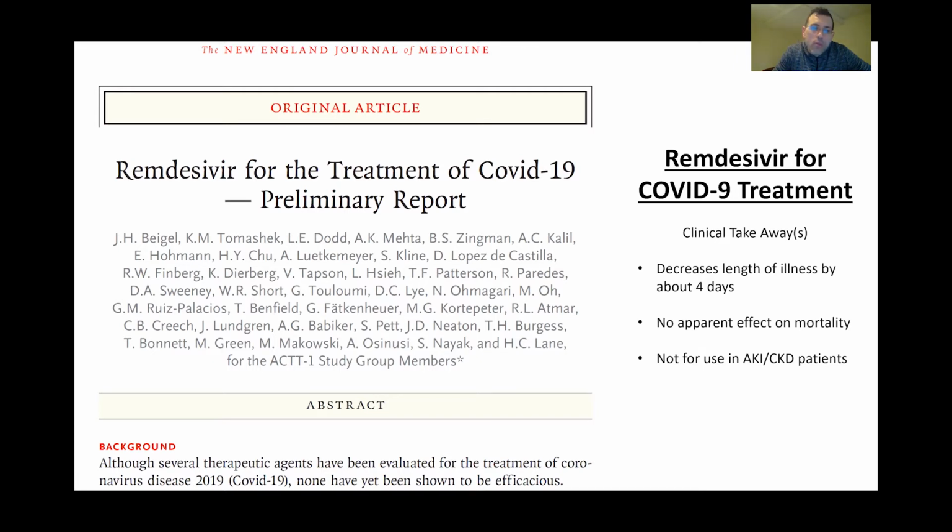And of course, we need to remember that we cannot use remdesivir in those individuals with acute kidney injury or chronic kidney disease, or in individuals who are on vasopressors.